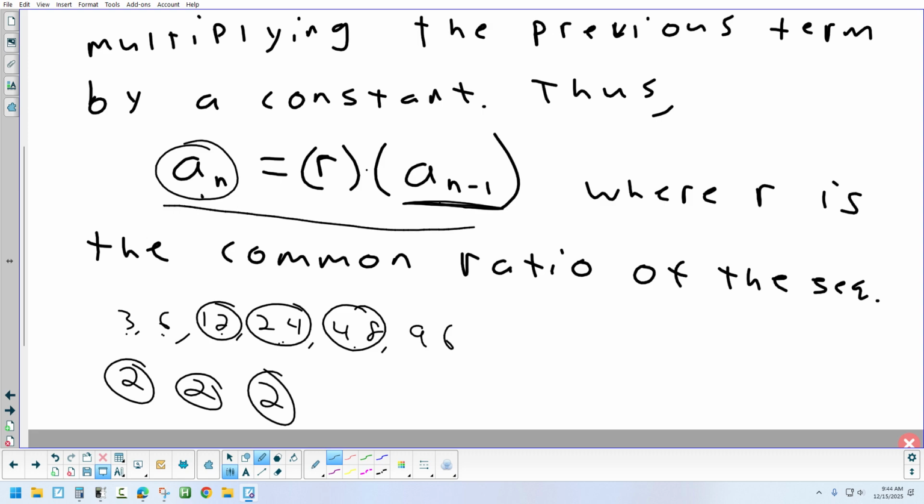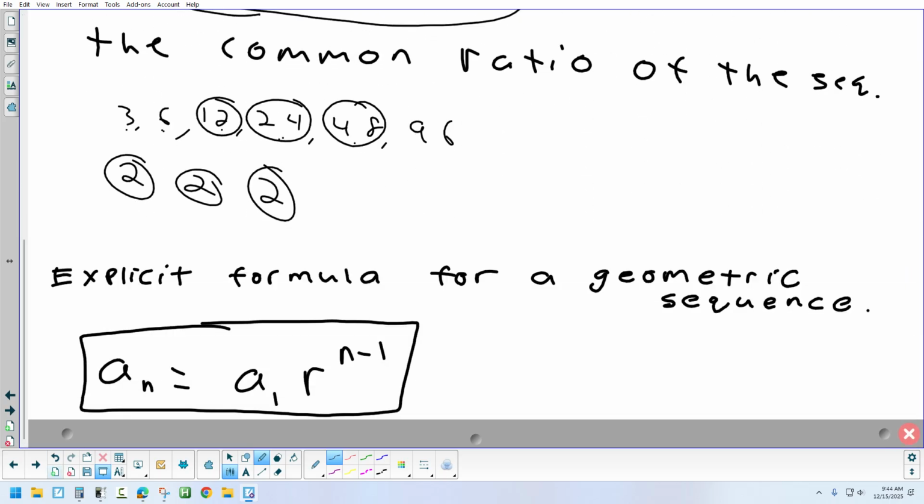Okay, so this is recursive, not the formula we want. We want explicit. That is the explicit formula. It relies on two things, just like the other explicit formula relies on two things. One of them is the same. You need to know the first term. But the other one is different. You need to know r. So it's a sub 1 times r raised to the n minus 1 power. Okay, that n minus 1 is a power.